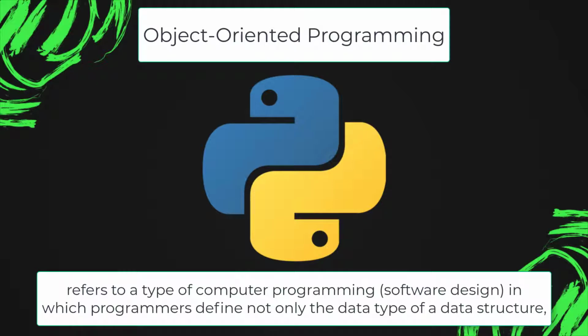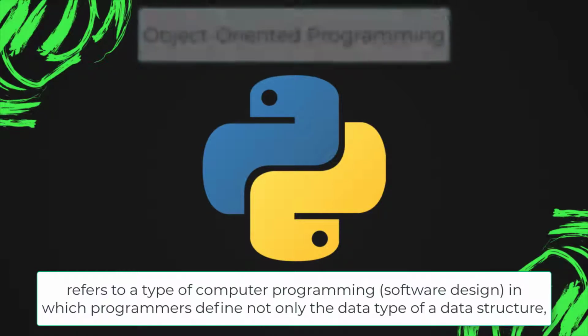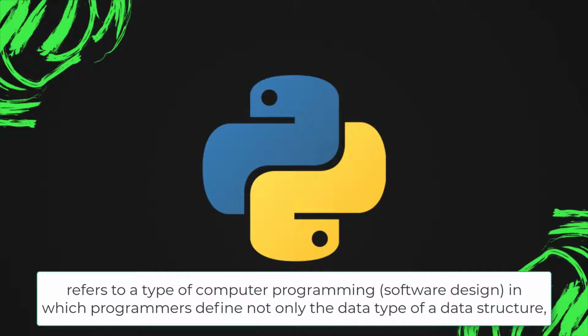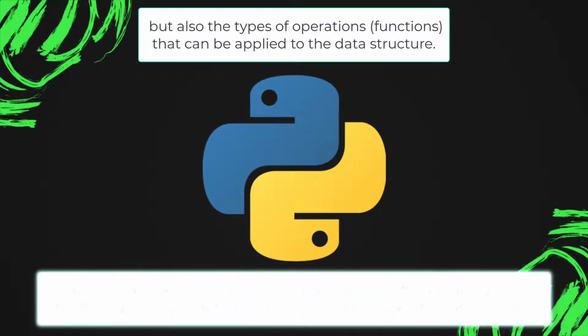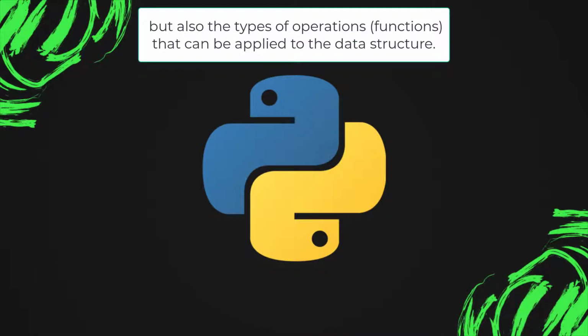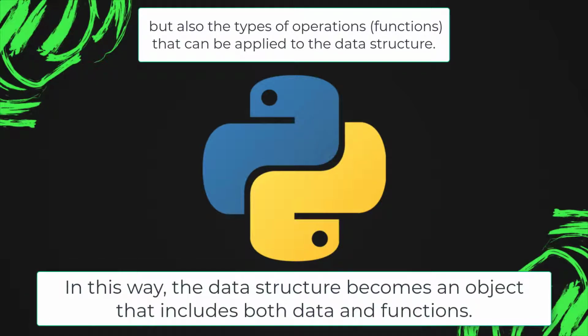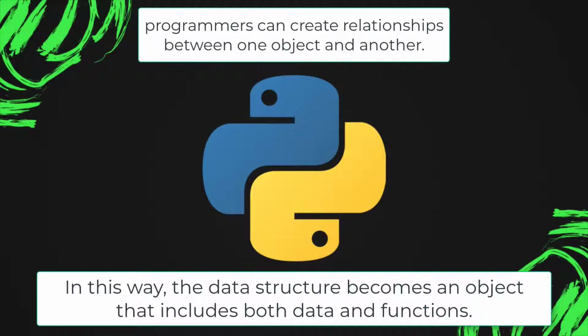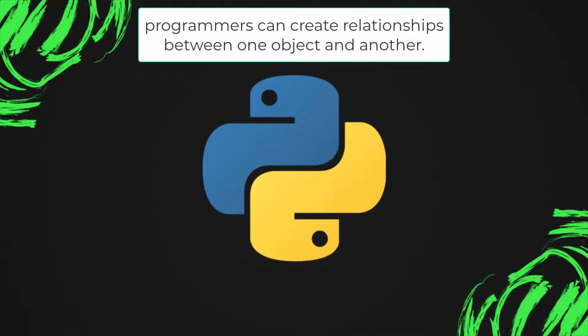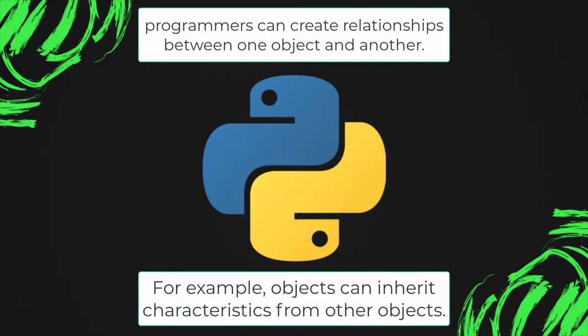Object-oriented programming refers to a type of computer programming in which programmers define not only the data type of a data structure but also the types of operations, meaning functions, that can be applied to the data structure. In this way, the data structure becomes an object that includes both data and functions. Programmers can create relationships between one object and another. For example, objects can inherit characteristics from other objects.